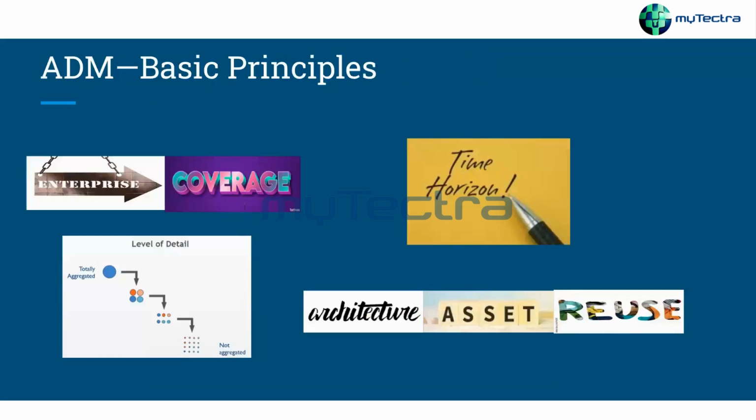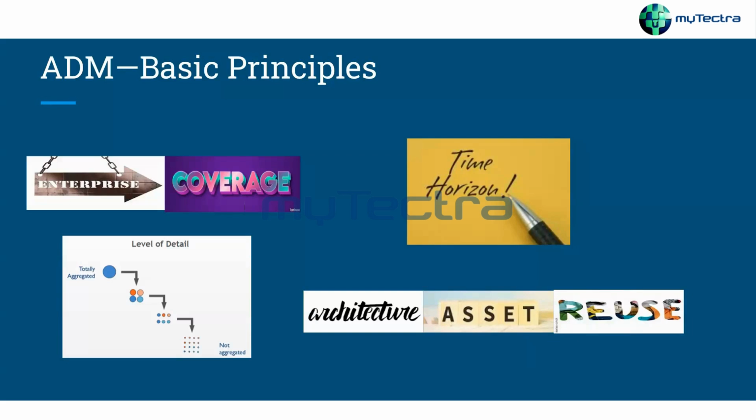ADM, what are the basic principles of this? It allows enterprise coverage, meaning it will decide what breadth of the enterprise you are going to cover. For example, are you going to cover the entire enterprise, or one or more lines of business in an iteration? As I said, you may do it for a module only. That all comes in this.